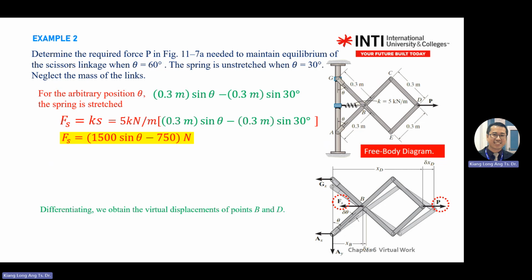Okay. So always draw a free body diagram. Then find any unknown, especially in chapter 6. You know that chapter 6 is virtual work. You need to identify the work, the force, and the distance traveled. Find the small distance traveled first, then only you complete the equation. Force equals 0, moment equals 0, work equals 0.